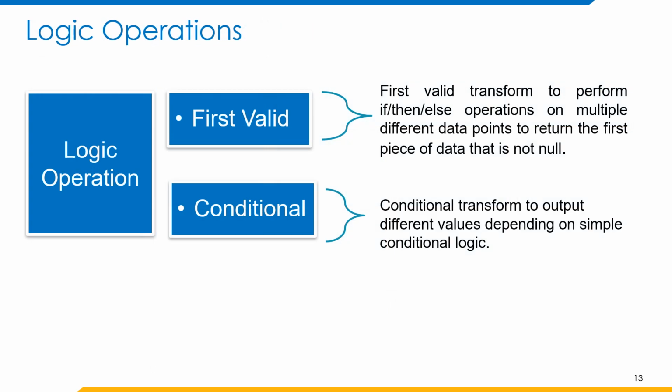Under logical operation, there are two transforms. One is first valid and next is conditional transform. First valid. The first valid transform performs an if-then-else operation on multiple data points to return the first piece of data that is not null. It can be used to get the same account name or email.